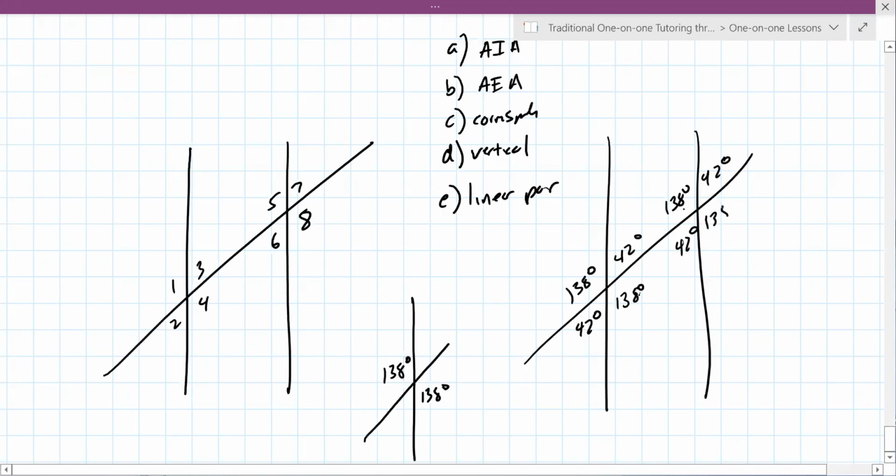They're corresponding angles. They're not corresponding. Well, aren't they going across that? Yeah, that's the difference. I've been looking at this example wrong the whole time.